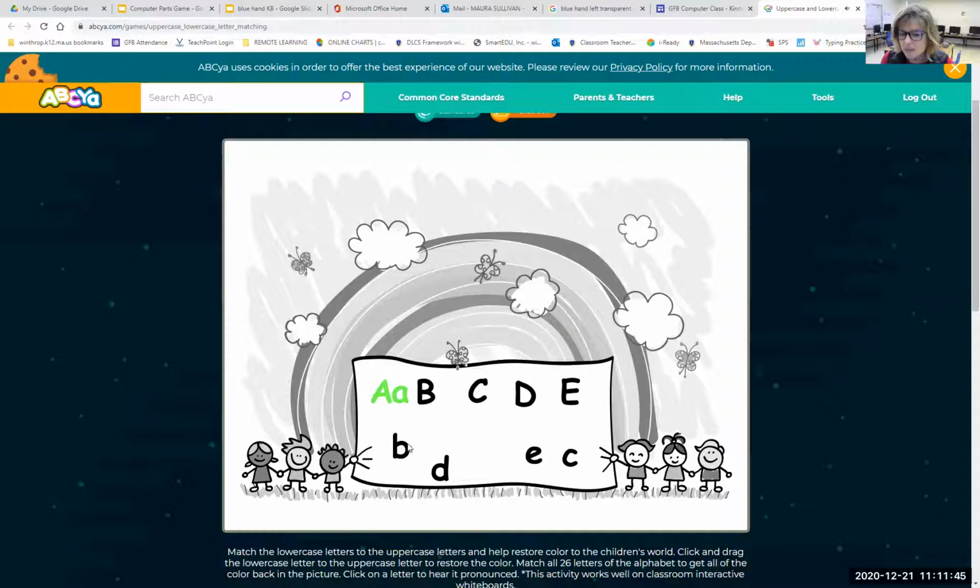Oh, I got to touch it. Make it touch. There we go. So make sure that the letter touches, boys and girls. If I go next to it like that, it falls down. So make sure you drag it and touch it. And see how the colors are starting to come into the picture? This one's a D. Duh. And here comes my E.